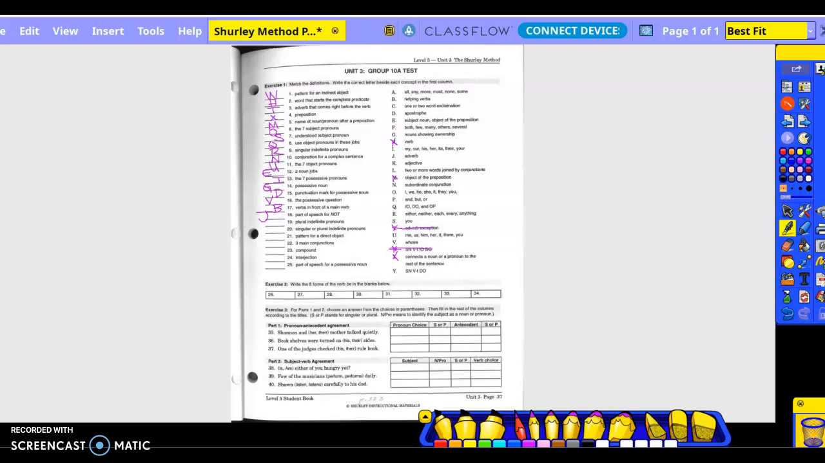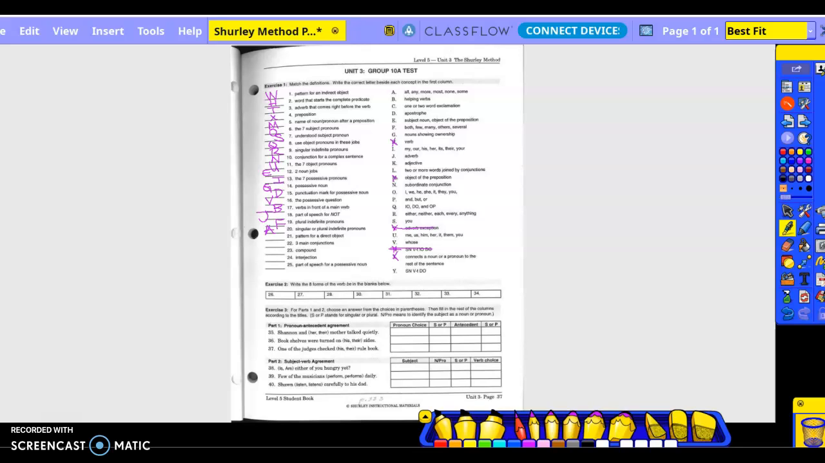Plural indefinite pronouns. Letter F, right? Both, few, many, other, several. Okay, singular or plural indefinite pronouns. Not C. A. All, any, more, most, none, some.